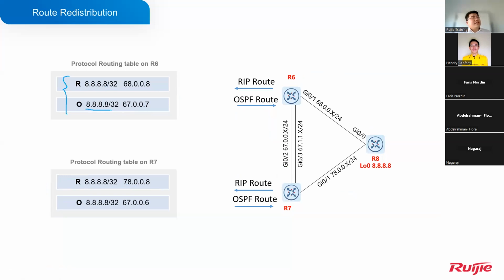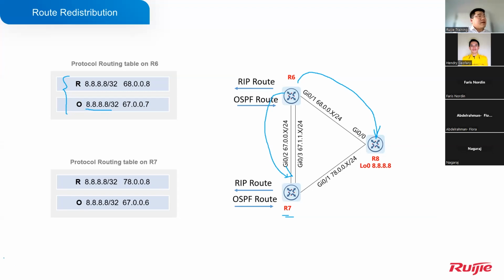Why? Because the RIP route guides the traffic from R6 directly to R8, but the OSPF route guides the traffic from R6 to R7 and then checks the routing table on R7. Obviously, the RIP route is better from our point of view. It can directly guide the traffic to R8. But why do we think OSPF will be added to the global routing table?